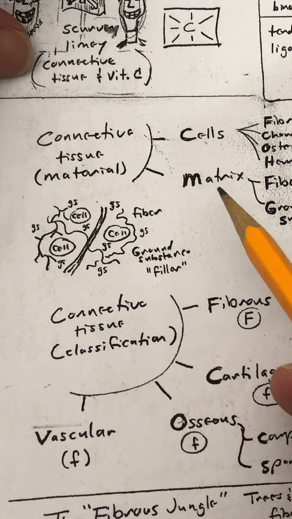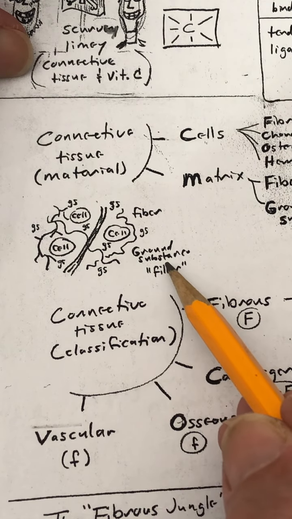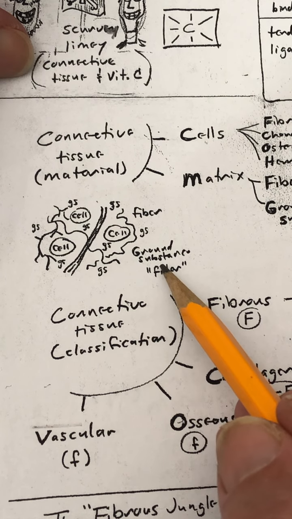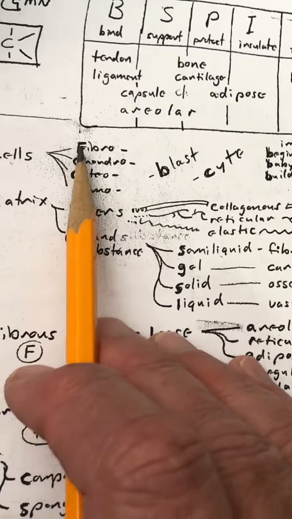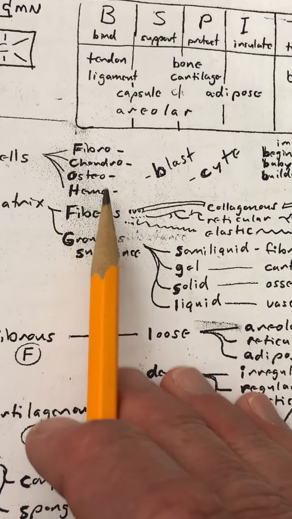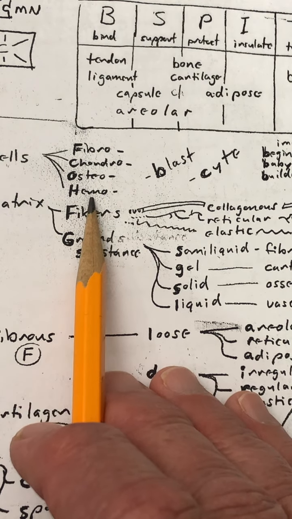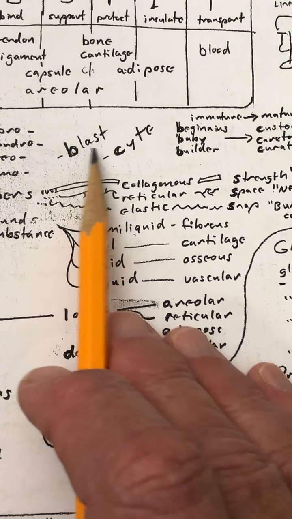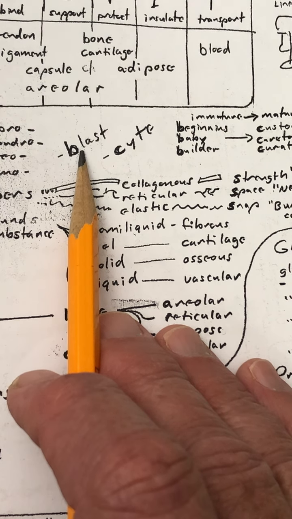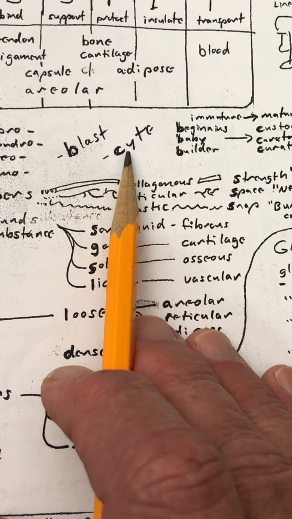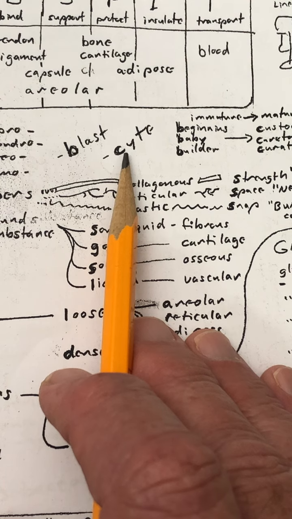Now, the matrix is made up of two components. That is fibers, whether they're visible or not, and then ground substance, which is the stuff between the fibers, between the cells. Over here, the types of cells you expect to find inside connective tissue. The prefixes are fibro, chondro, osteo, and hemo, meaning fiber or thread, cartilage, bone, and blood. The root word would be blast or cyte. Blast referring to beginning, baby, building, an immature developing cell, and cyte referring to custodial or caretaking or curator, something that's going to take care of a tissue that's already been formed.